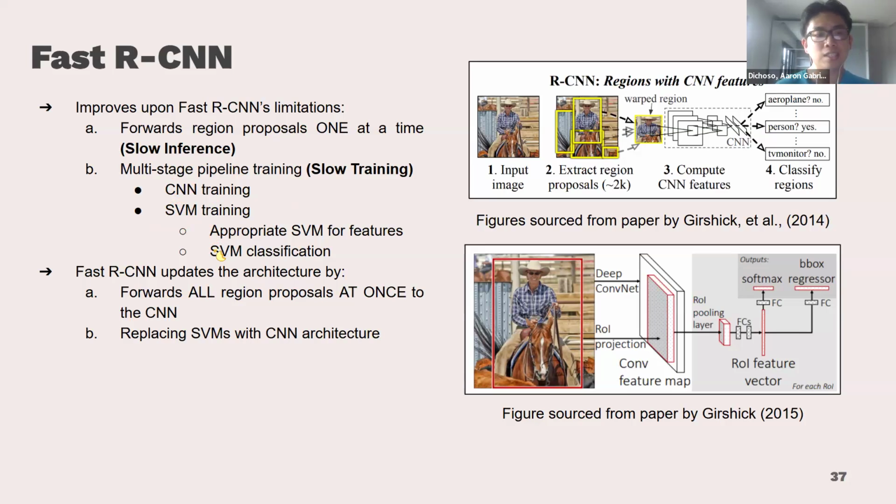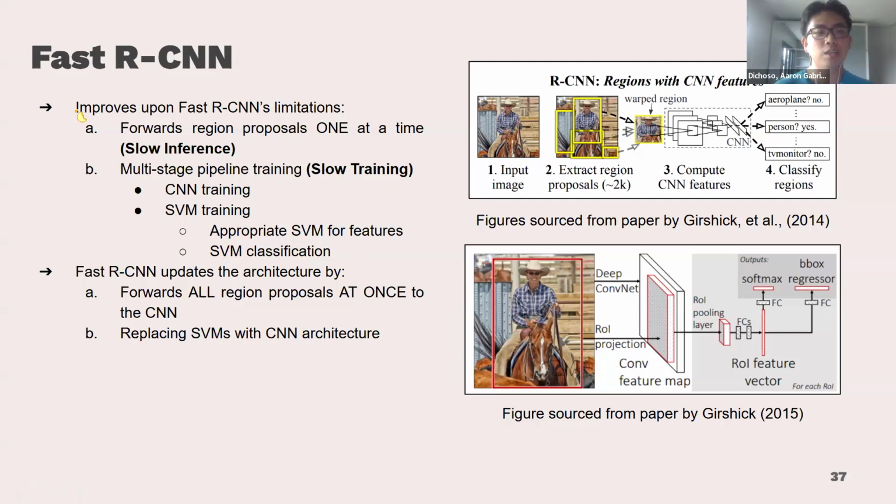So fast RCNN updates all of this by, instead of forwarding each region that it found one at a time, forwarding it all at once, and it takes away the support vector machine in favor of a convolutional neural network.